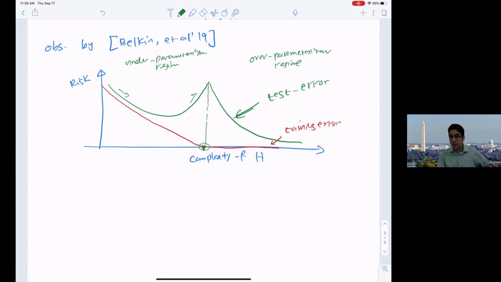And what they observed empirically is that in that case, your test error starts to decrease again. And in many cases, it converges to a point that may be smaller than the minimum test risk you have in the under-parameterized regime. So this is, in many cases, smaller than this minimum that you have here. This behavior, which was quite surprising at that time, is called the double descent behavior.